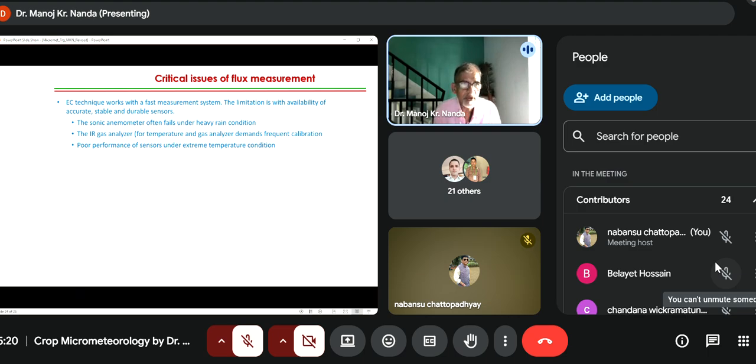However, in tropical conditions, a lot of EC towers are there, but there is an inherent problem in the tropical region because of the heavy rainfall. You need regular maintenance of this tower and its preservation system.